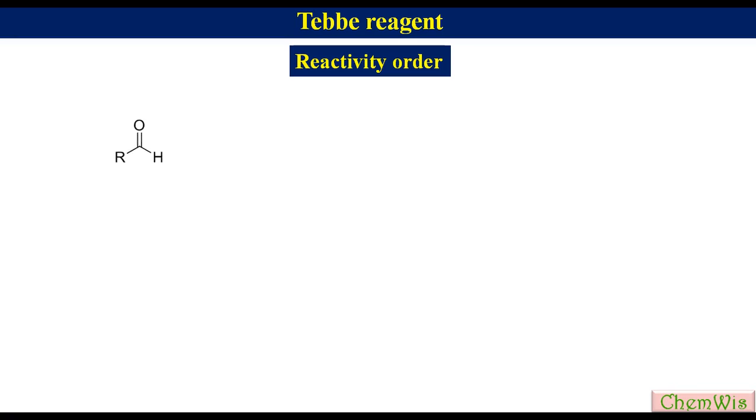Reactivity order of carbonyls follows the general trend. Aldehydes are the most reactive. Ketones are less reactive than aldehydes but more reactive than esters. And amides are the least reactive. This is in accordance with the decreasing electrophilicity of the carbonyl carbon from aldehyde to amides. Thus, based on this reactivity order, you can guess the chemoselectivity if a molecule has two or more of these groups.